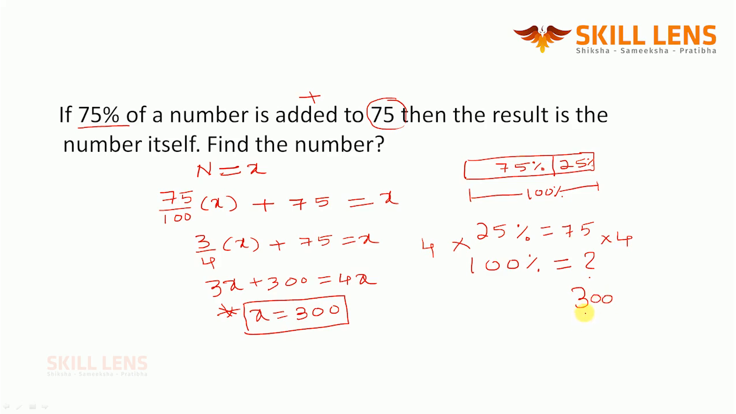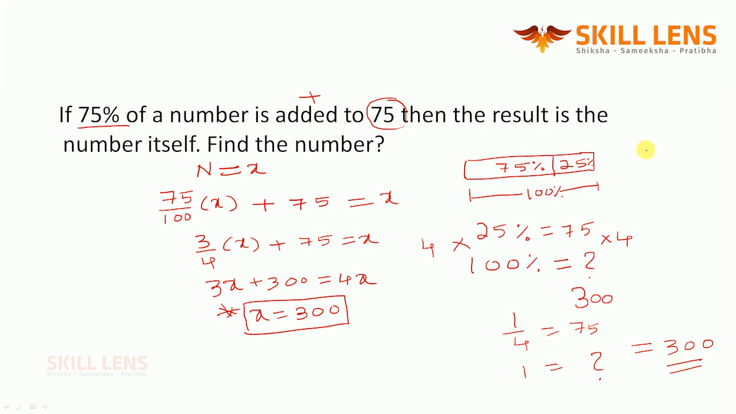300. Okay. Yeah, there are so many ways to handle the question. 25% is 75. You know reciprocals. 25% is 1/4, and 1/4 is 75. Then 1, which is 100%, is how much? If you do cross multiplication, 75 times 4 will give you 300 again. So this is how you have to answer the question.